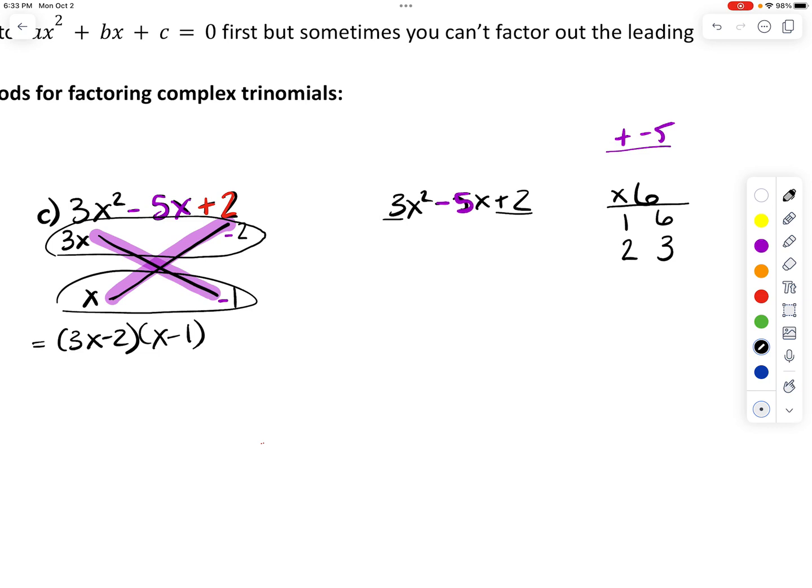Careful here, because you might think 1 minus 6 is a negative 5, but 1 times negative 6 does not multiply to a positive 6. So that doesn't work. This option works if I have a negative 2 and a negative 3. Negative 2 times negative 3 is a positive 6. Negative 2 take away 3 is a negative 5. So I'm going to decompose that minus 5x's into a minus 2x and a minus 3x.